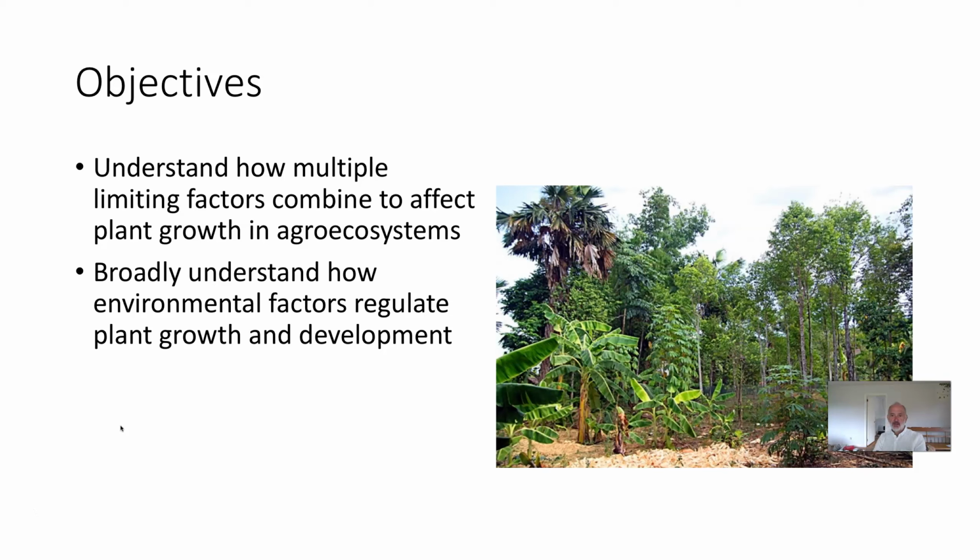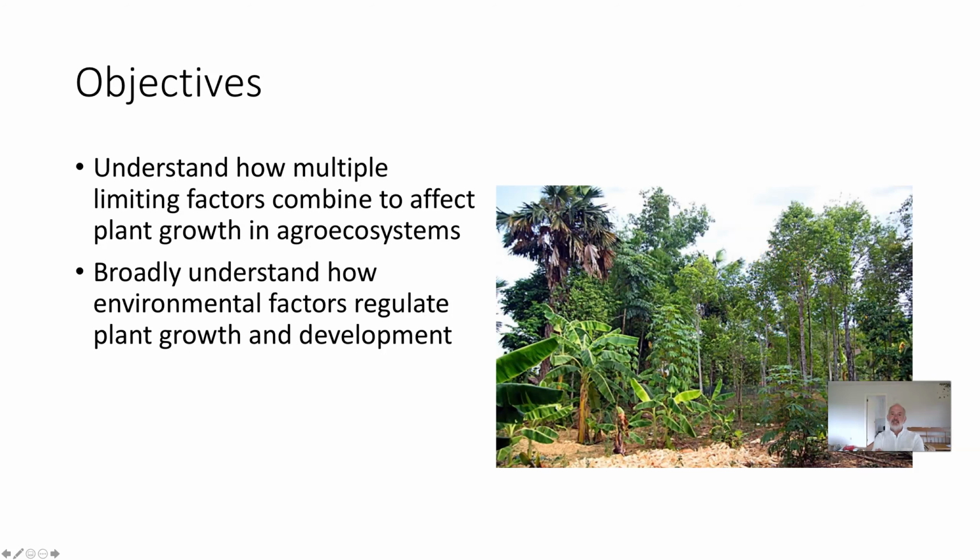And we also want to broadly understand how environmental factors regulate plant growth and development throughout its life cycle. The photo on the right is one we've used before, but it shows a home garden in Indonesia, and you can see coconut trees, you can see bananas, we can see cassava or yucca plants in the foreground, you can see kind of larger timber species.